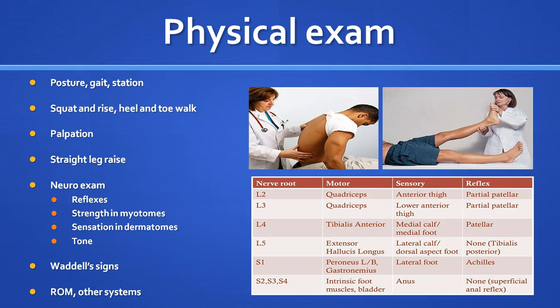A quick neuroexam includes evaluation of the lumbosacral myotomes. You can do that with a couple of reflexes, quadriceps, heel jerk, and I like to use the hamstring for an L5 reflex. Check the strength in the myotomes and the sensation in the dermatomes and look at general tone. That can be done pretty quickly in the office.